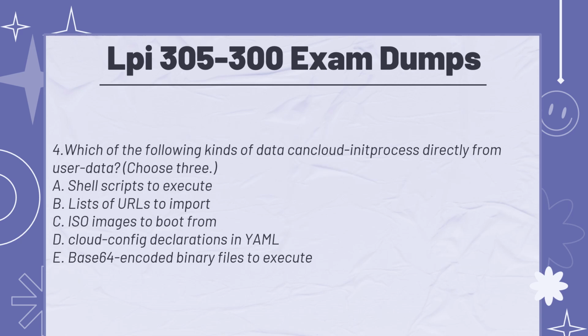4. Which of the following kinds of data can Cloud Init process directly from user data? Choose 3. A. Shell scripts to execute. B. Lists of URLs to import. C. ISO images to boot from. D. Cloud config declarations in YAML. E. Base64 encoded binary files to execute.